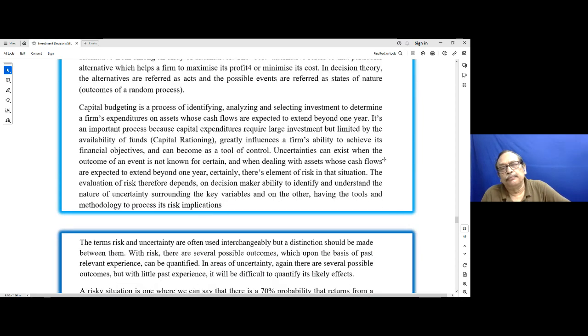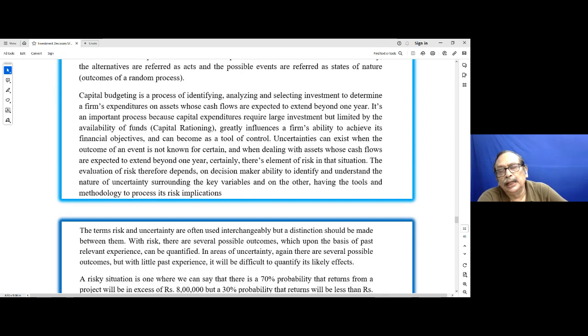Now, capital budgeting is a process of identifying, analyzing and selecting investment to determine a firm's expenditure on assets whose cash flows are expected to extend beyond 1 year. It is an important process because capital expenditures require large investment but limited by the availability of funds, that is capital rationing. It greatly influences a firm's ability to achieve its financial objectives and can become a tool of control.